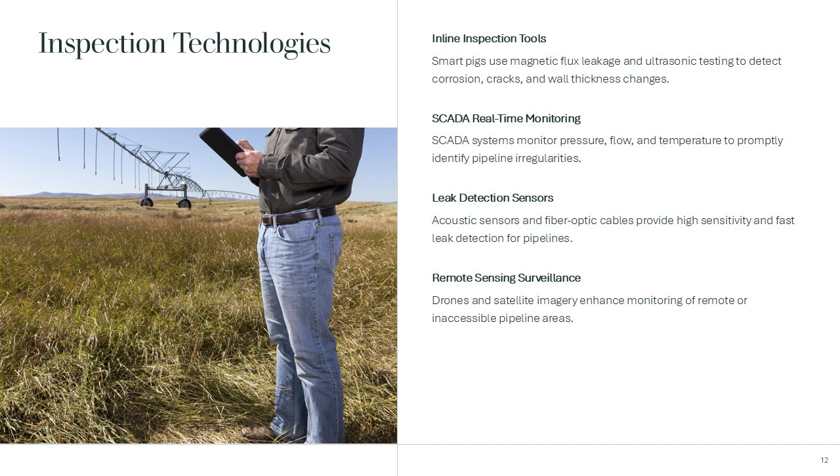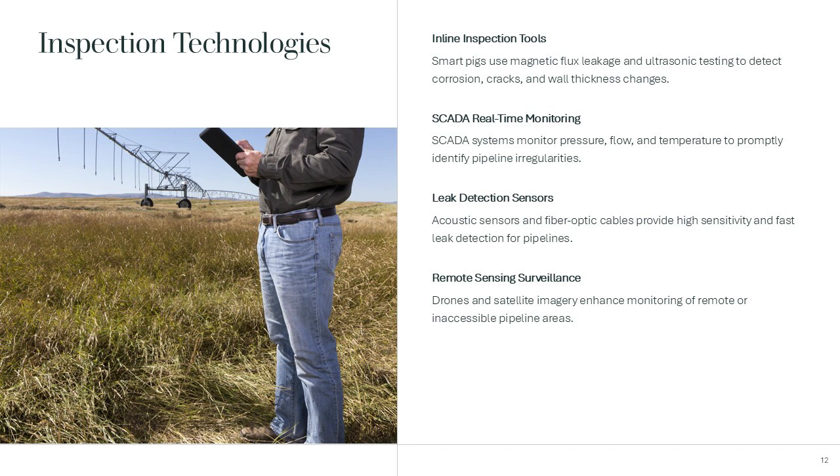and wall thickness variations. Supervisory control and data acquisition, SCADA, systems provide real-time monitoring of pressure, flow, and temperature, enabling operators to identify irregularities promptly. Acoustic sensors and fiber optic cables are also deployed for leak detection, offering high sensitivity and rapid response. Remote sensing techniques, including drones and satellite imagery, provide enhanced surveillance of inaccessible areas.